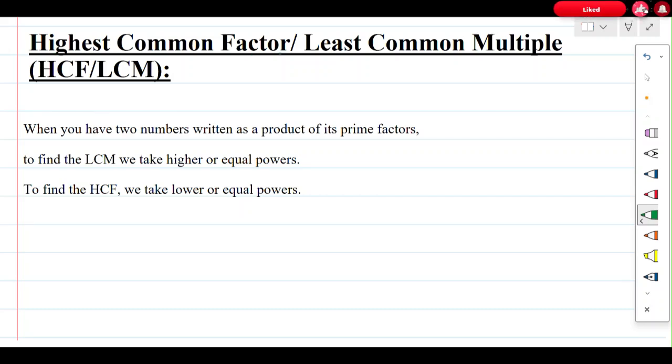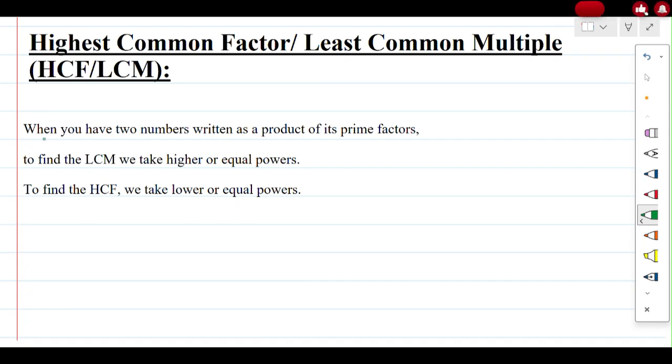Highest common factor and least common multiple. So highest common factor is basically HCF and least common multiple is LCM. Okay. So I'm going to show you how to figure out the HCF and LCM of two numbers, two or more numbers. For LCM and HCF, we need two or more numbers. For one number, there is no LCM and no HCF.